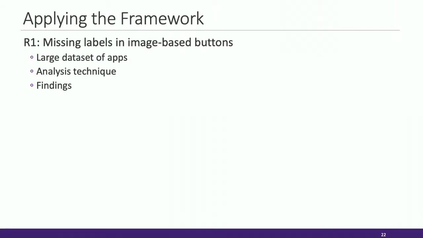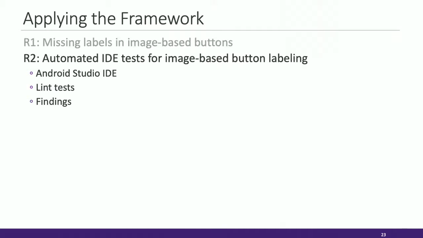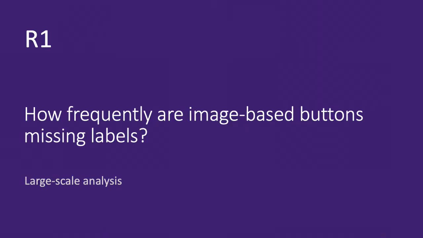So I'm first going to walk through that first research question, talking about our data set, our analysis techniques, and some of our findings, and then address the second research question, talking a little bit more about the IDE itself and the tests and a couple of the findings we found there. So first, again, how frequently are image-based buttons missing labels?